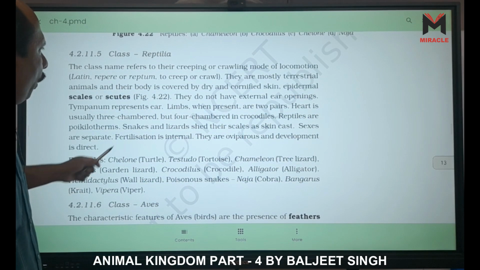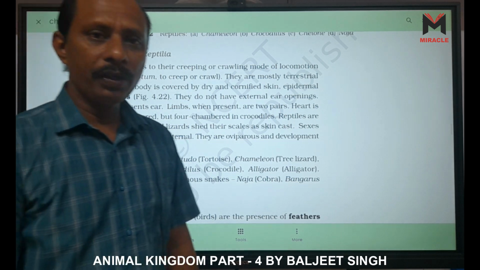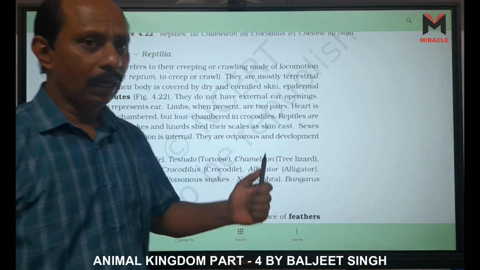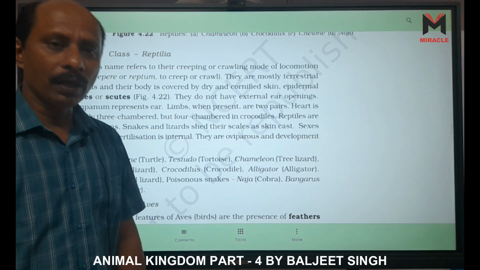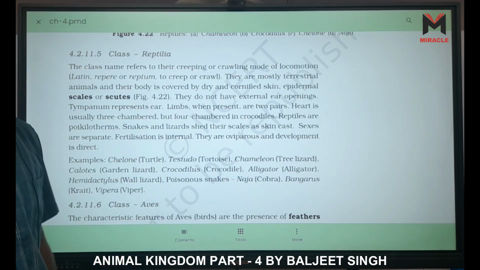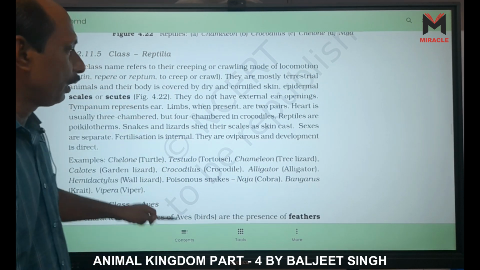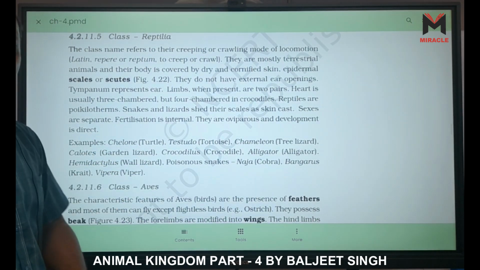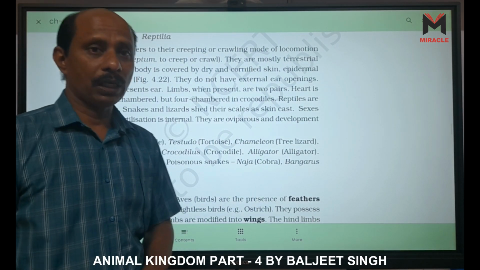Now here, what is the golden era of reptiles? The golden era of fishes is the Devonian era. Second, the amphibian golden era is the Carboniferous era. Now here, reptiles. What is the golden era of reptiles? The Mesozoic era is called the golden era of reptiles, right? Because we know that in the Mesozoic era, dinosaurs evolved.